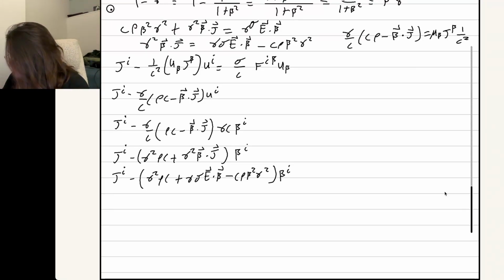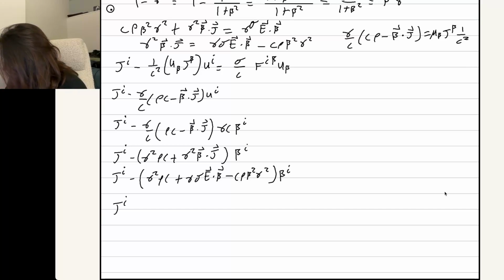So interestingly, we again have some interesting combination of gammas and betas attached to the rho c term. So I'm going to collect those up, and then this minus sign should be in here.